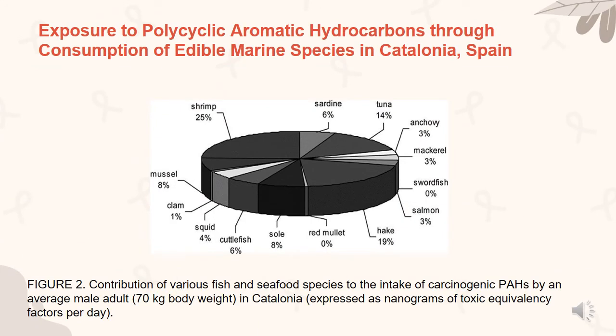Figure 2 shows the contributions of various fish and seafood species to the intake of carcinogenic PAHs by an average male adult of 70 kg body weight in Catalonia. From the figure, we can see that shrimp, hake and tuna were the main contributors, and swordfish and red mullet were the least significant contributors, both at approximately 0%.